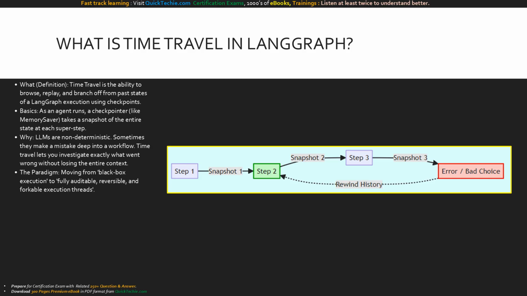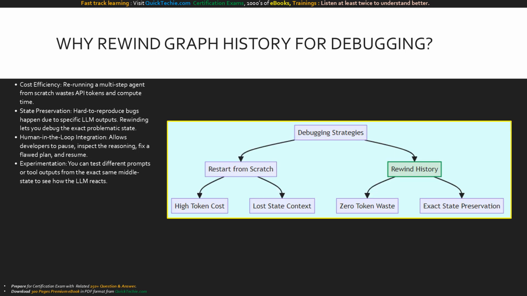Take a look at this flowchart to visualize the concept. The agent executes step 1, step 2, and step 3, saving a snapshot after each. At step 4, it makes an error or a bad choice, represented by the red node. Instead of restarting the entire process from step 1 and wasting tokens, the developer uses time travel to follow the dotted rewind line directly back to the green node at step 2, seamlessly inspecting the state exactly as it was at that moment.